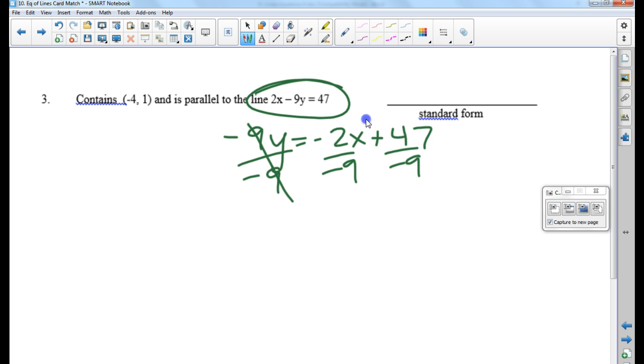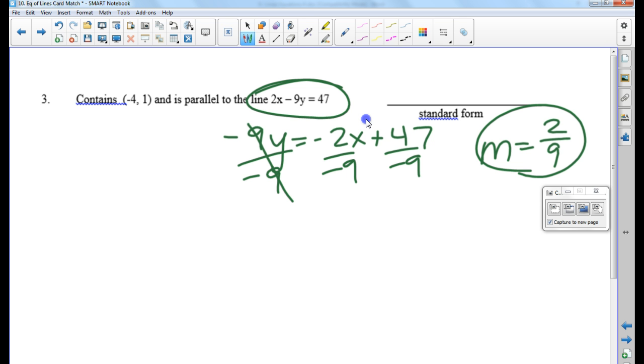Y equals, now all we care about is the slope. Maddie, what's the slope of this line? Positive 2/9. Awesome. So the slope is 2/9 because the negatives cancel. And we're looking at the number in front of x. That's how we grab the slope. We want to be parallel to 2/9.